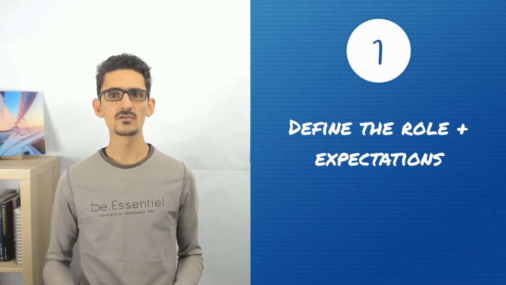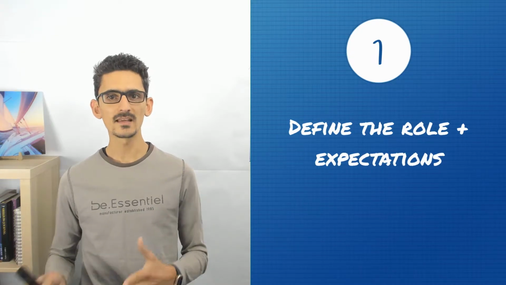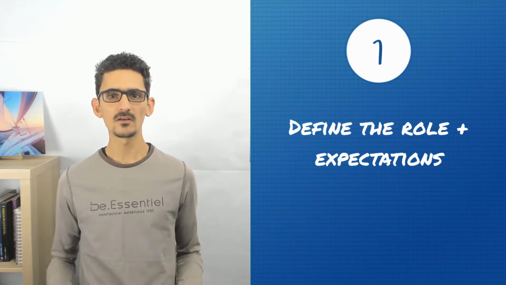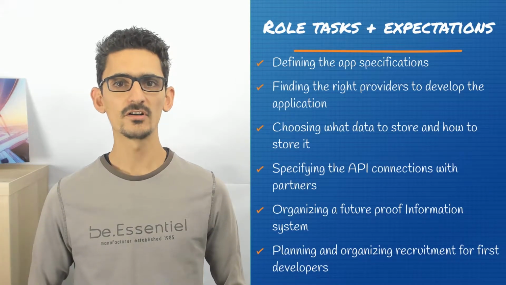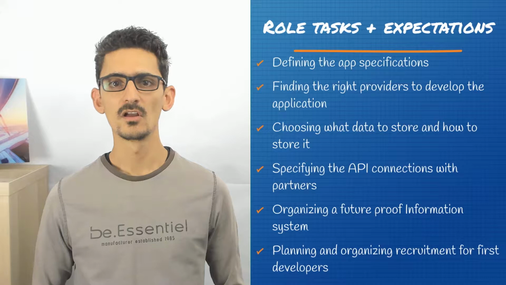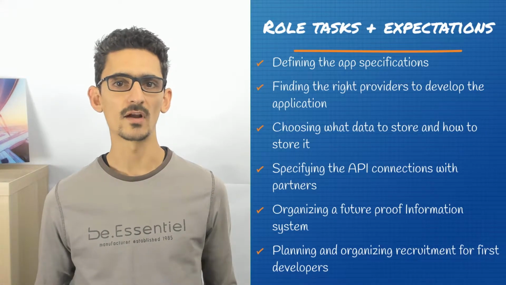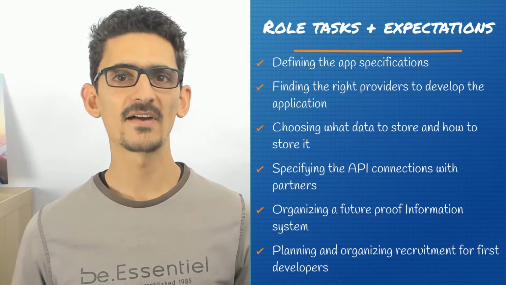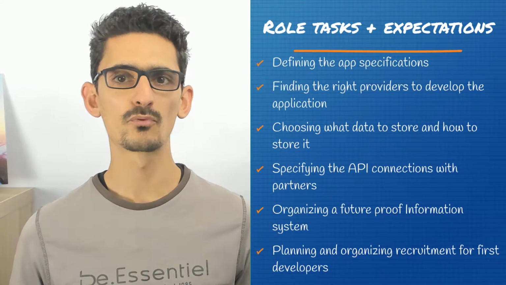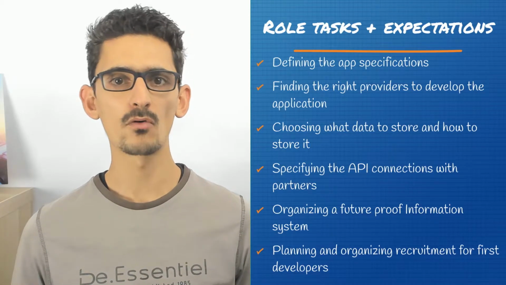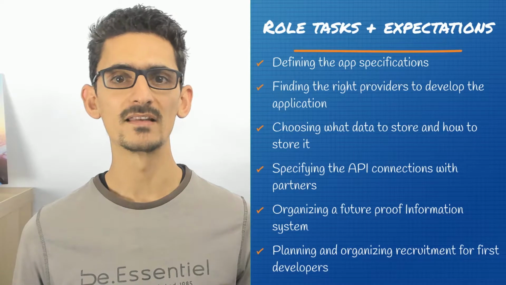The first step is actually to define well what the CTO role is and what the expected outcomes are, like we would for a regular employee. Here is an example of a role. First, defining the app specification, finding the right providers, maybe choosing what data to store and how to store it, like specifying the API connections with partners, or organizing a future-proof information system ready for the growth stage, or planning or organizing the recruitment of the first developers.